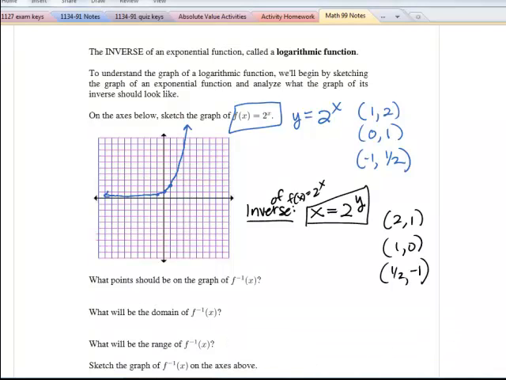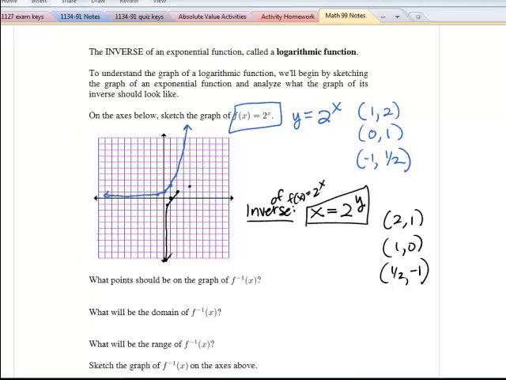Alright, so if we plot the points on the inverse function, we would have (2, 1), (1, 0), and (1/2, -1). So my graph of the inverse is in black. Notice, just like we had when we looked at inverses in general, the x's and y's are switched, and the graphs are symmetric across the line y equals x. So if the graph of the original didn't cross the x-axis, this graph shouldn't cross the y-axis, right?